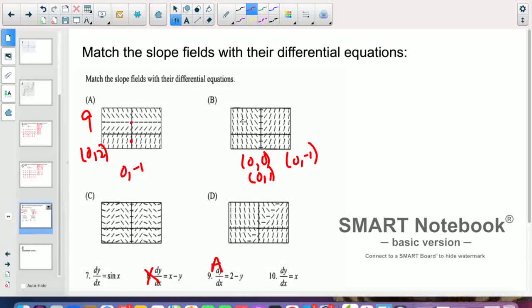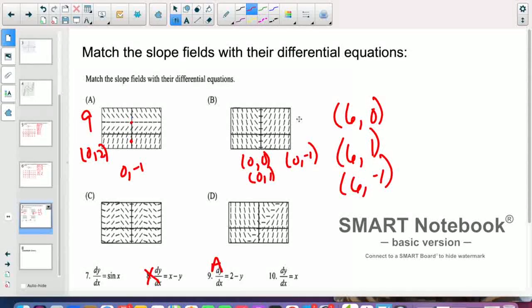All right, let's pick some other ordered pairs. I don't see any vertical slopes, but I see some that are very, very close to vertical. Like if I go over here and I'll let my X value be 1, 2, 3, 4, 5, 6. If my X value is 6, I get a very steep positive slope. So I'm going to try 6, 0, 6, 1, and 6, negative 1.